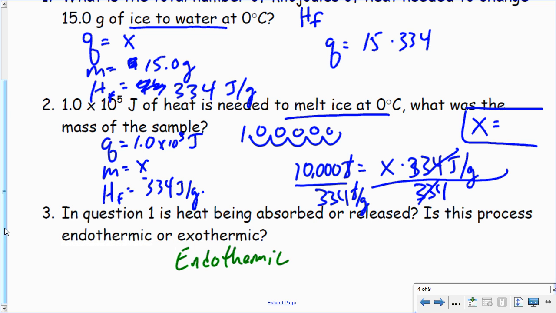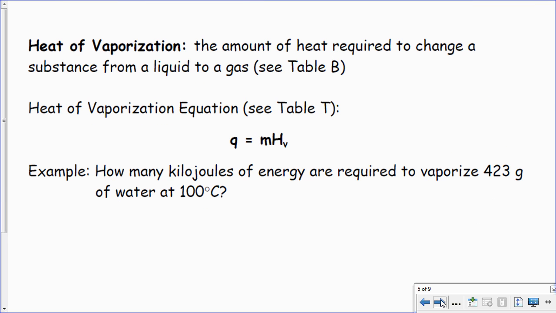I have to add heat to get it to melt. All right, so there's the heat of vaporization equation. Again, I'm going to be dealing with potential energy changes, so the temperature is not changing. Here, though, I'm looking for vaporize or boiling. Okay, how many kilojoules of energy are required to vaporize?